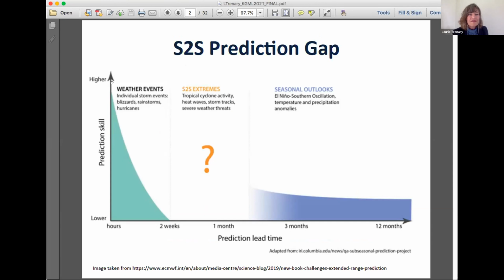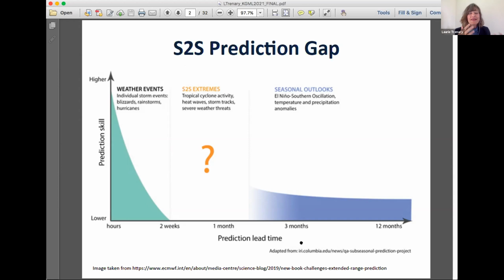So what is subseasonal timescales? On the far left, we have weather events, and those are forecasts that are targeting hours to 2 weeks, with relatively high skill initially, and then the skill drops off rapidly at the 2-week time period. So these forecasts are often referred to as initial value problems. They get their skill from the initial conditions. And then on the other end are seasonal outlooks or seasonal forecasts. This is typically targeting periods between 3 months and 12 months. They're often referred to as boundary value problems.